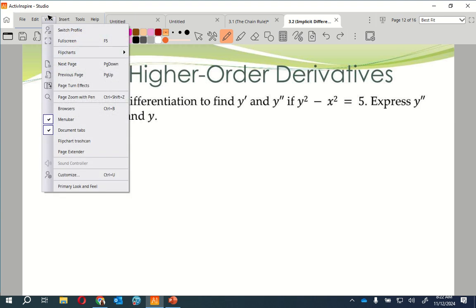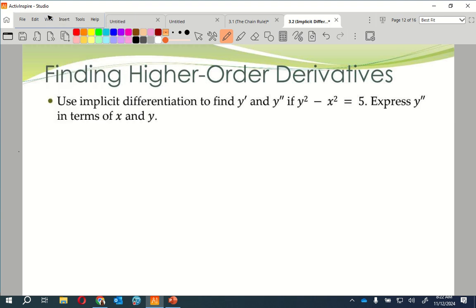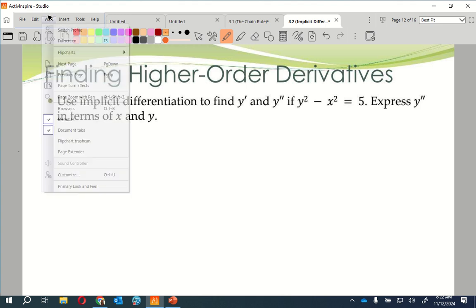All right, so we're going to go through and we are doing, in here, find higher order derivatives, use implicit differentiation to find y prime, y double prime, if y squared minus x squared is equal to 5.